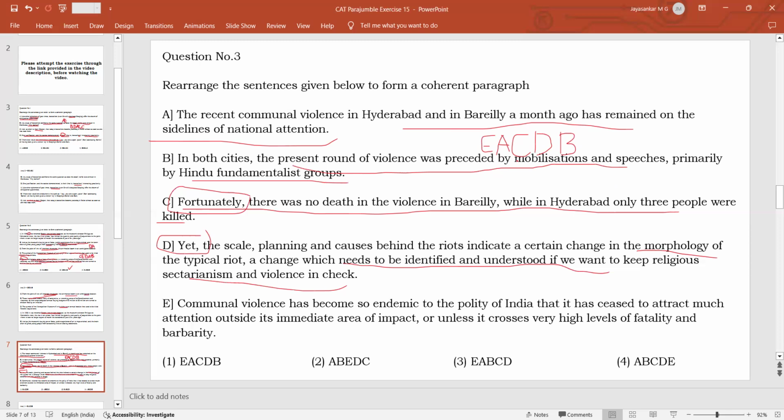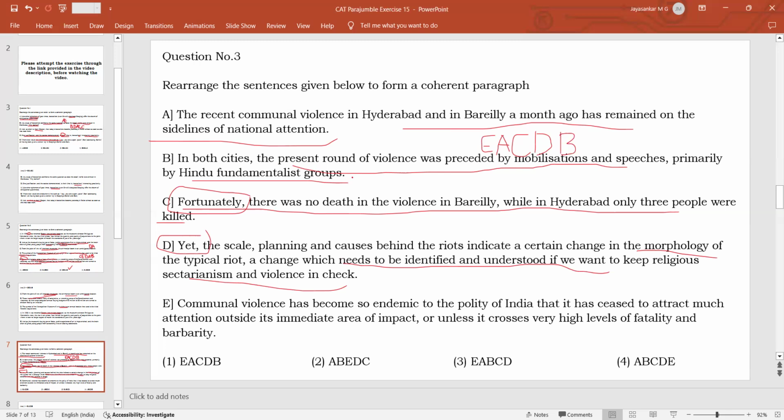Now the morphology is changing in a different way, so you need to understand that in order to keep these kinds of religious riots under check. And this is again further demonstrated by this example, saying that the present round of violence was preceded by mobilizations and speeches primarily by Hindu fundamentalist groups.